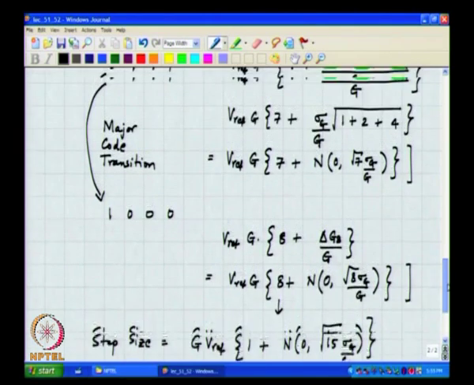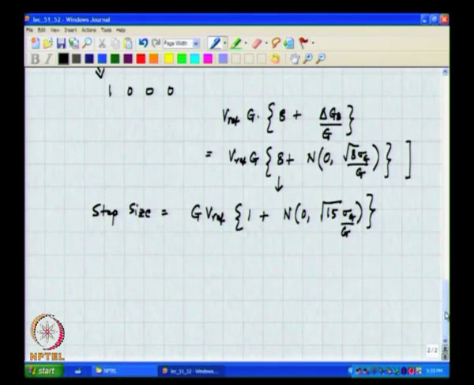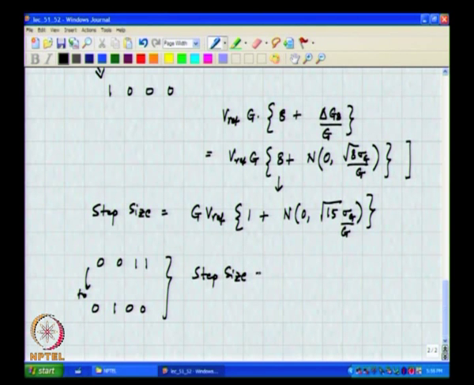Okay, before we go there, let me ask you another question. What about the transition from 0, 0, 0, 0, 1, 1 to 0, 1, 0, 0? Can you look at this and tell me what the step size will be?